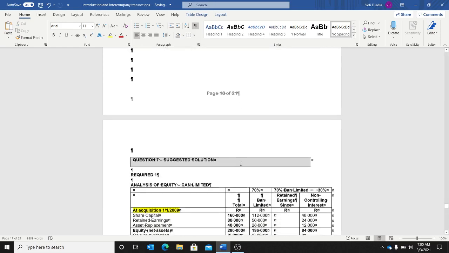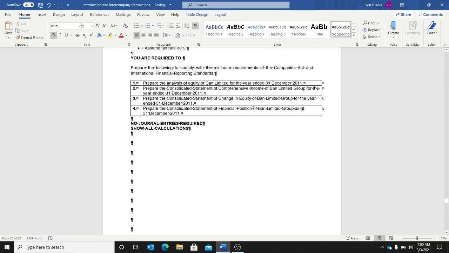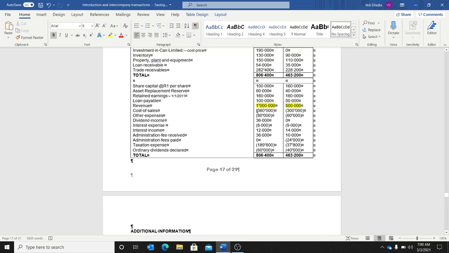Then I come here. Here's the 1 million and the 500,000. Let me do this. Here's the 1 million. Okay, and the 500,000. So you'll see here we've got 360 and 300. Okay, and let's show you. Here's 360 and 300, which is cost of sales.